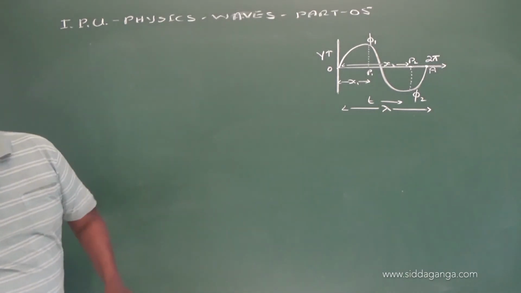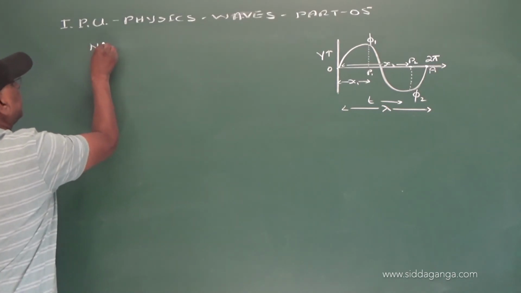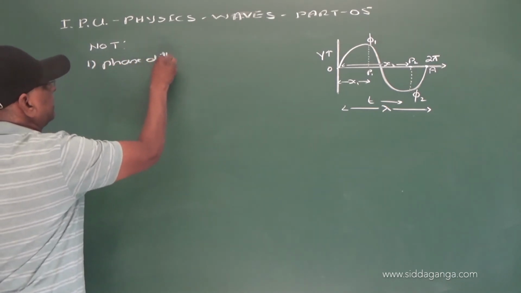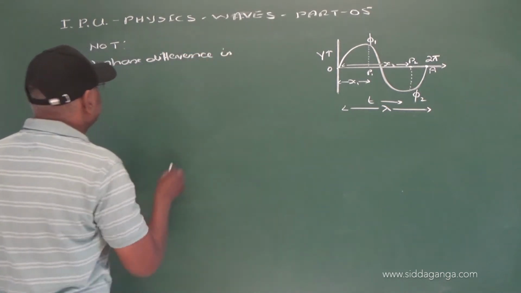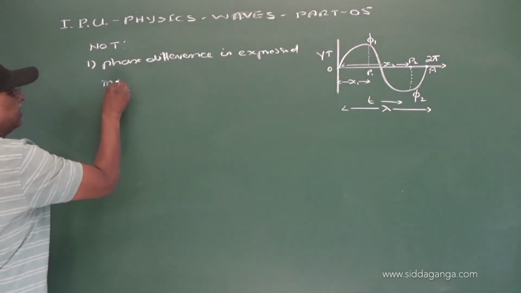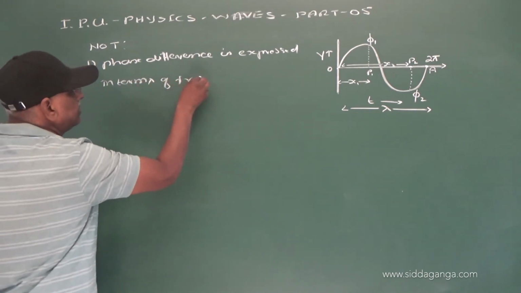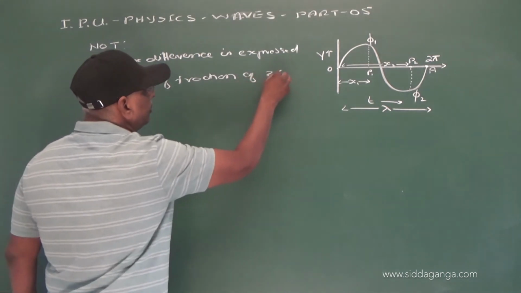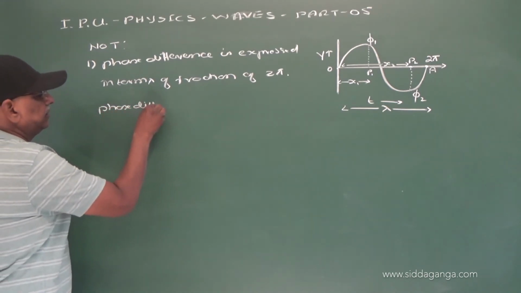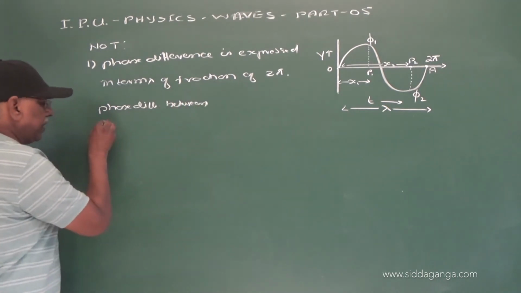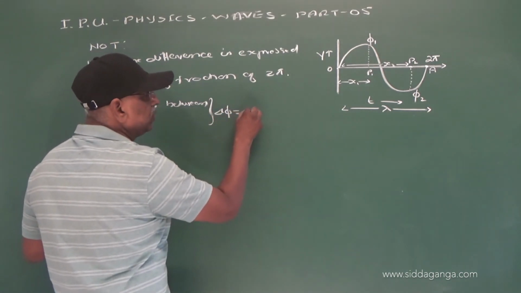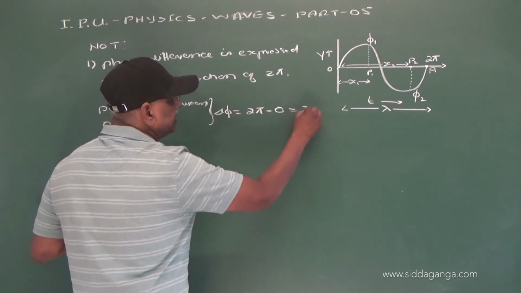So keeping that same figure, I will take note 1, right. So phase difference is expressed in terms of fraction of 2 pi. That means from the figure, phase difference between O and A, that is delta phi is equal to 2 pi minus 0 is equal to 2 pi.